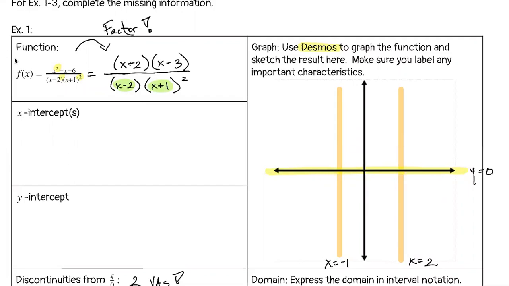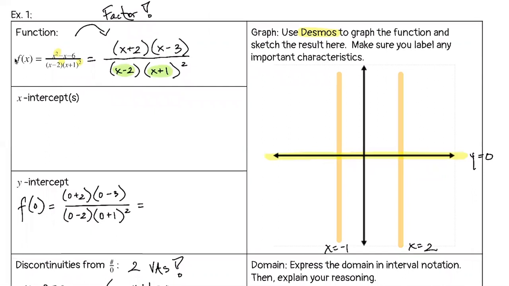I love that. So let's do that. f of 0 equals, I'm going to use the factored form, but it doesn't actually matter which one you use, right? 0 plus 2, 0 minus 3, over 0 minus 2, 0 plus 1 squared. Okay, and let's calculate that out. What do we get in the numerator here?